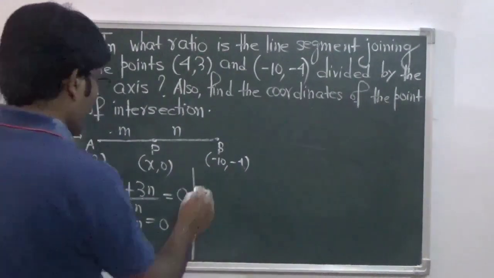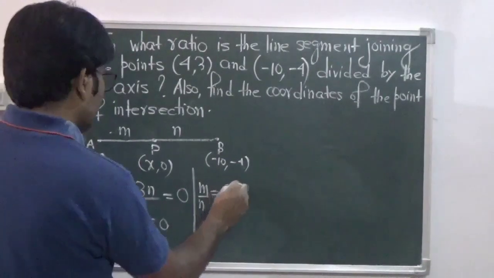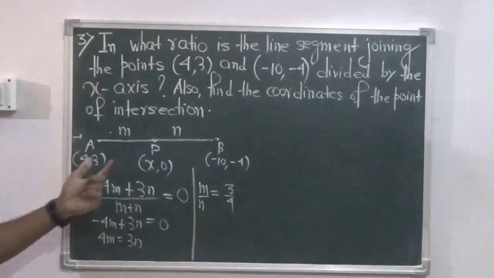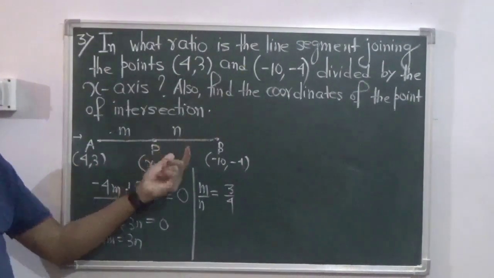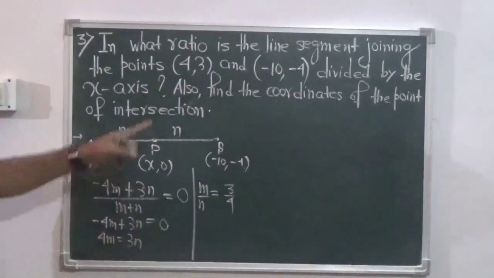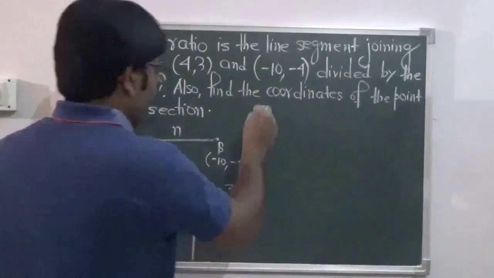So we have m by n equal to 3 by 4. So finally we get the ratio m is to n as 3 is to 4. Now we need to find the coordinates of the point of intersection, that is this. So we need to find the value of x.